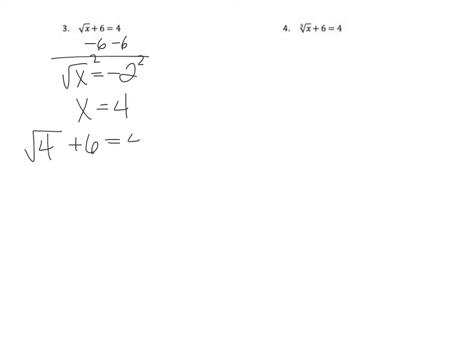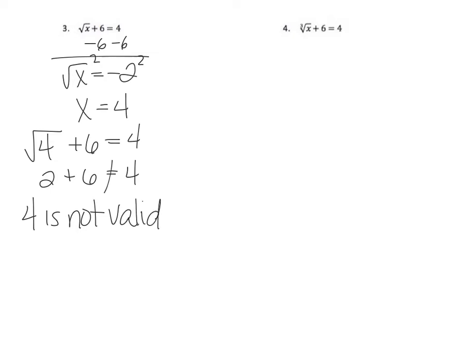Okay, so minus 6, square root of x equals -2, square both sides. We have x equals 4. Let's check it. Square root of 4 plus 6 equals 4. 2 plus 6 equals 4. So 4 is not a valid solution, because that's not true.